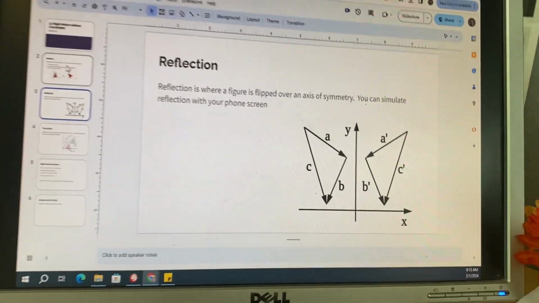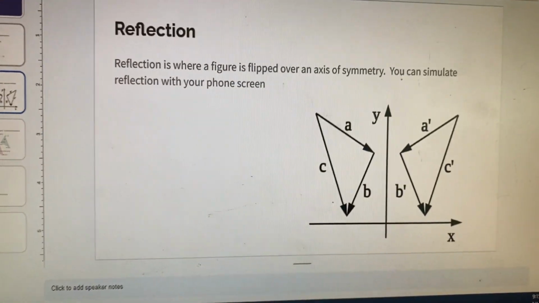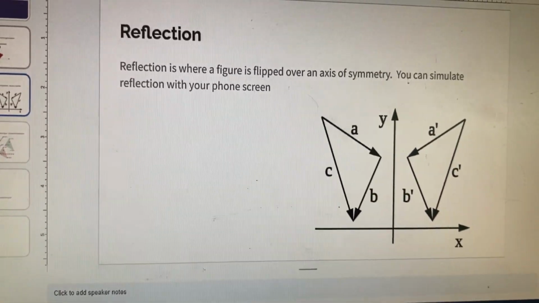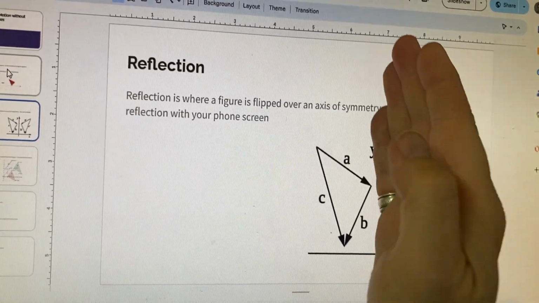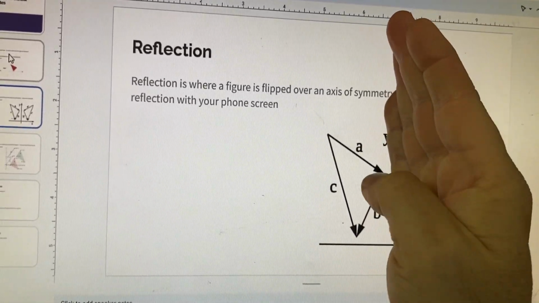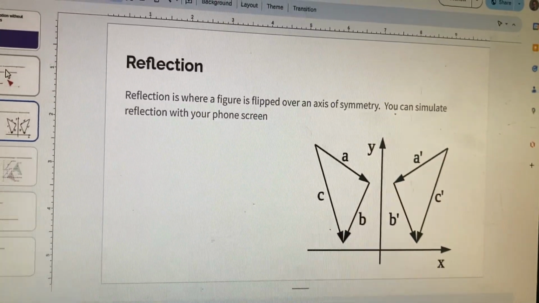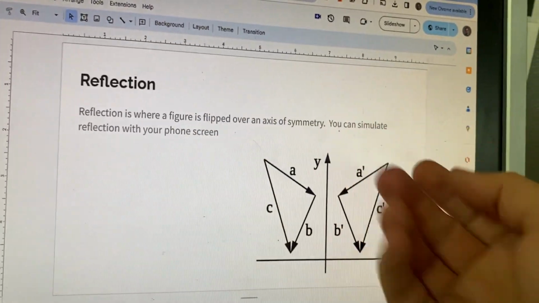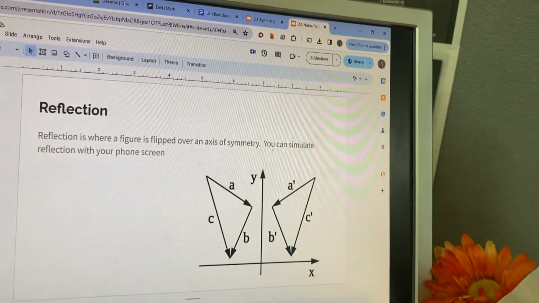The next slide is going to be reflection. It's reflected over an axis of symmetry, up and down, left and right. You can do this with your phone screen. If you set the screen of your phone against it like this, you should be able to see the reflection of that, so you can tell. You can look at it and see, oh, this flipped over. We can see that kind of symmetry there.